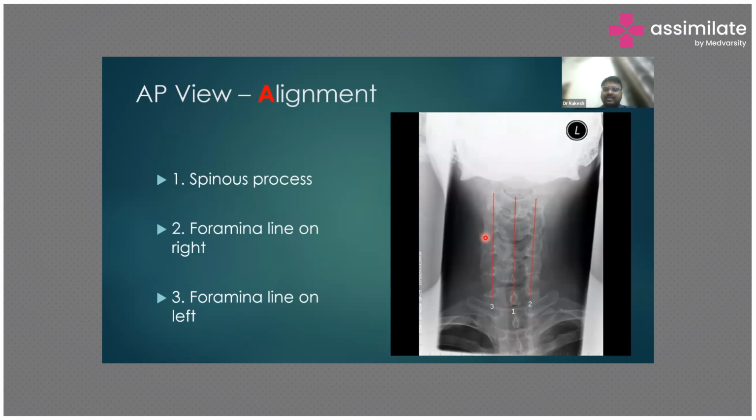Alignment, again here there will be 3 lines. One line is your spinous processes line. The second line is your foramina line on the left and the foramina line on the right. All 3 of them should be fairly straight.